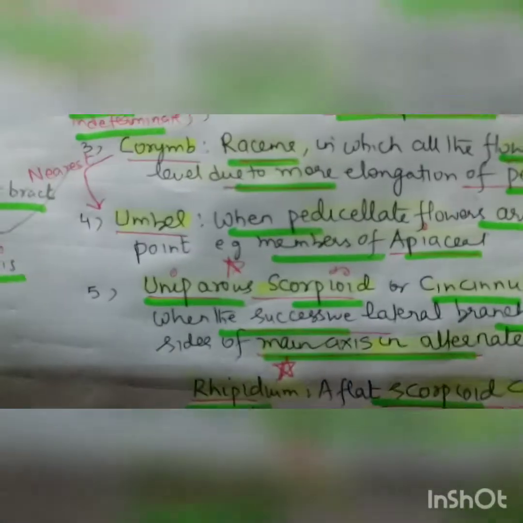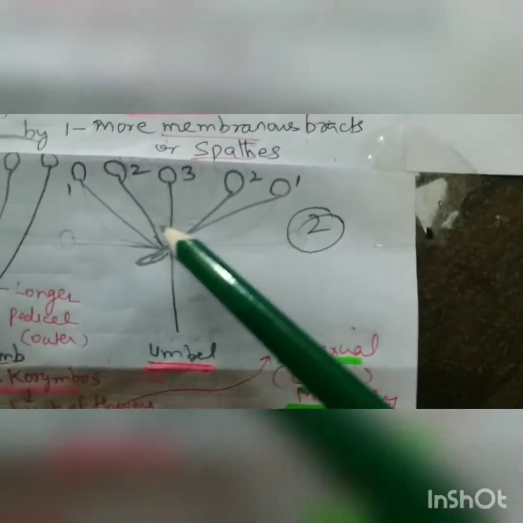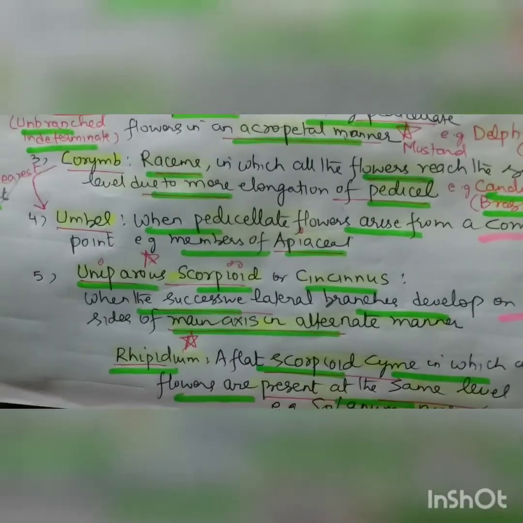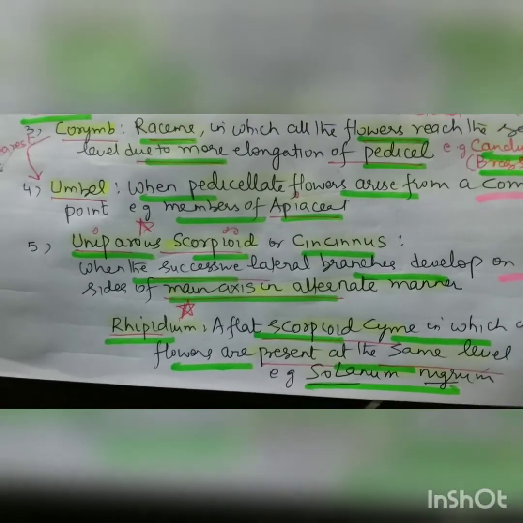Then we have the Umbelliferae. We did the umbel, when the pedicellate flowers arise from the same common point. See, this is the umbel, they arise from the same common point. We have further modification of compound umbel also. We did it in Umbelliferae, and it is the members of Apiaceae or Umbelliferae. Then we have uniparous scorpioid form, helicoid I told you.